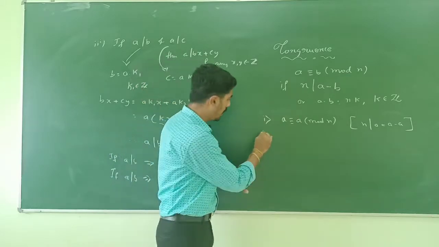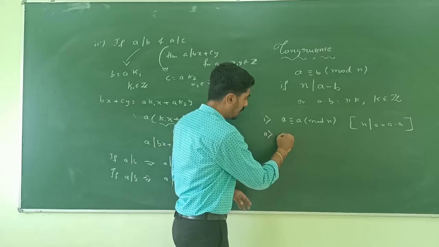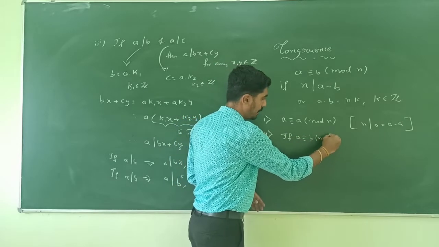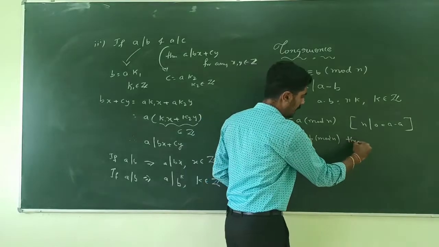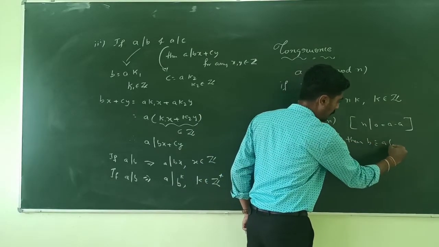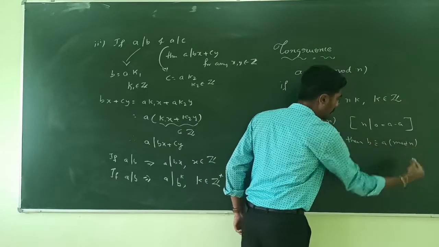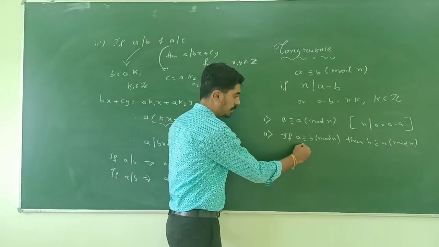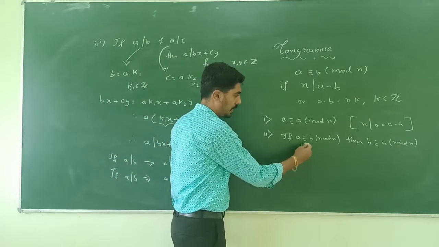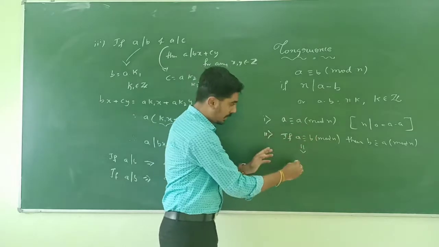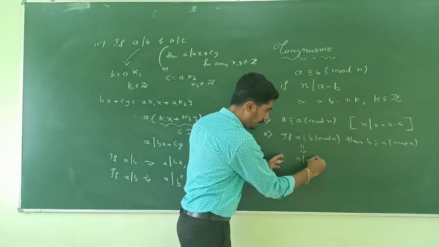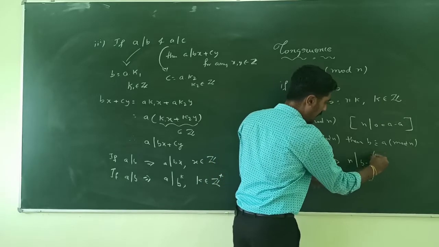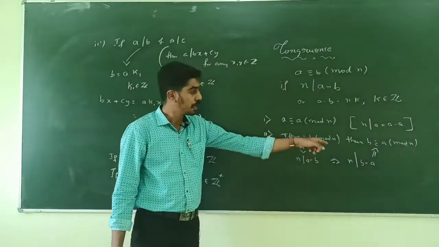And second, if A is congruent to B mod n, then B is congruent to A mod n. This is because if A is congruent to B mod n, then n divides A minus B, and this implies n divides B minus A, and that implies B is congruent to A mod n.